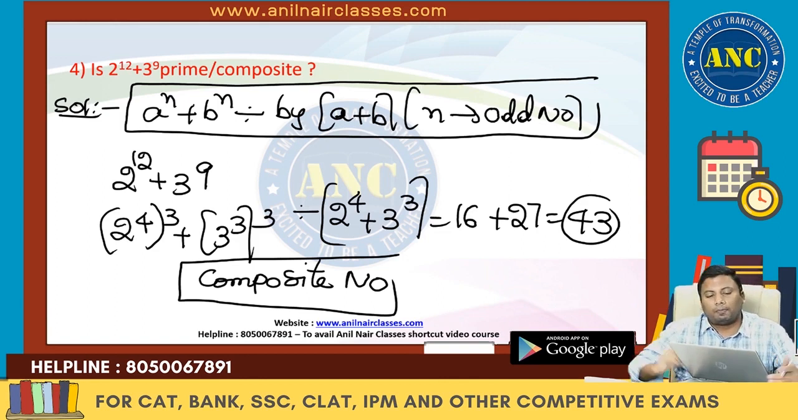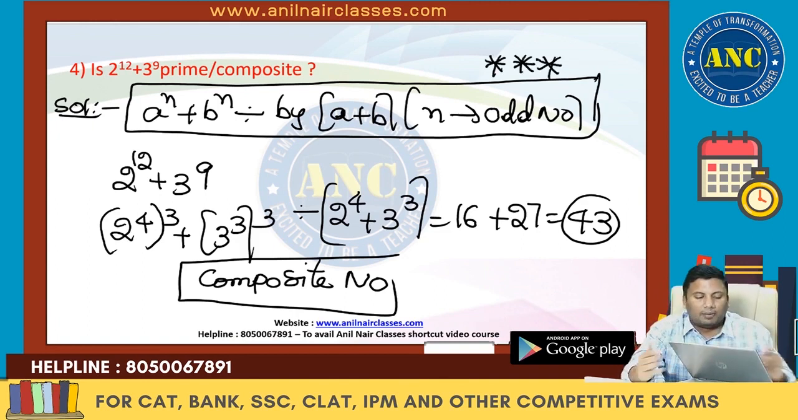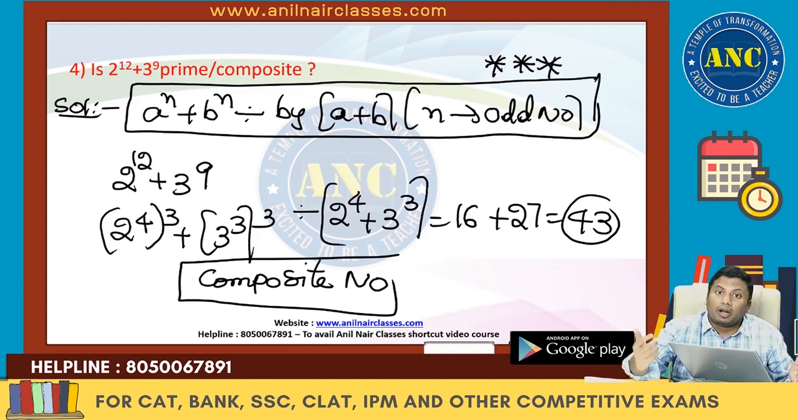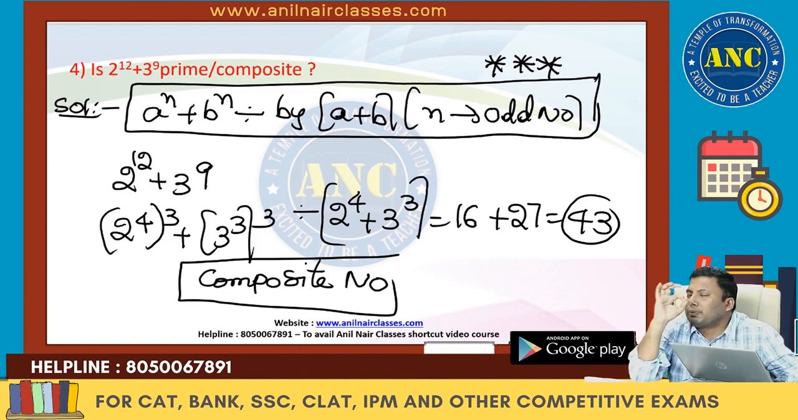a power n plus b power n is divisible by a plus b if n is an odd number. Rule number 4. Every problem, one concept. Not a single concept in prime numbers; we are going to leave it.